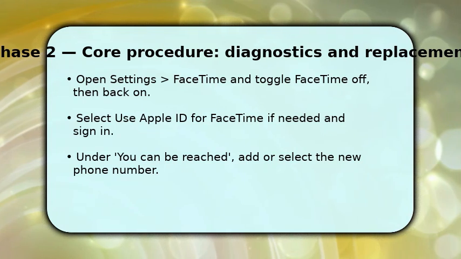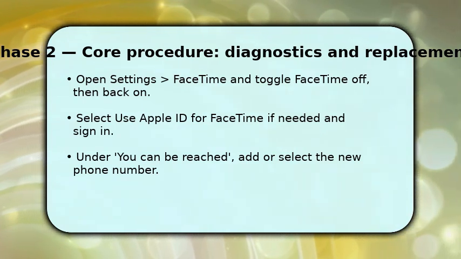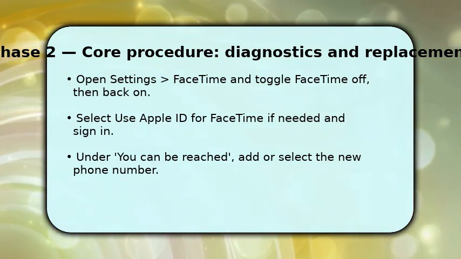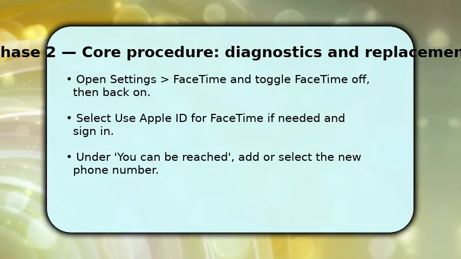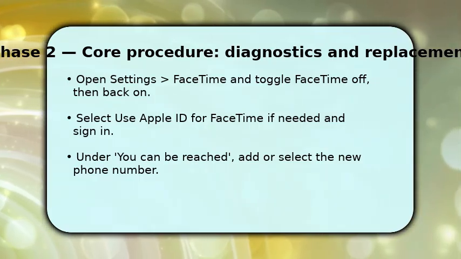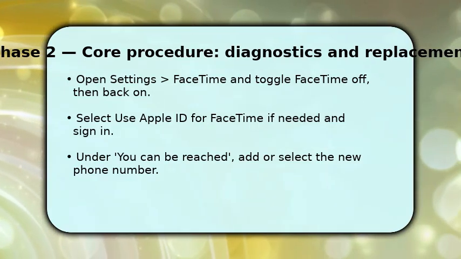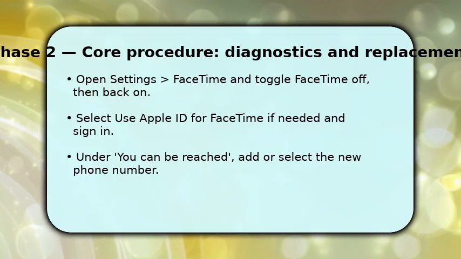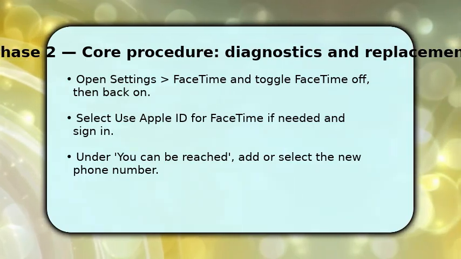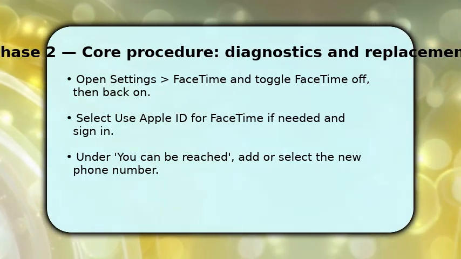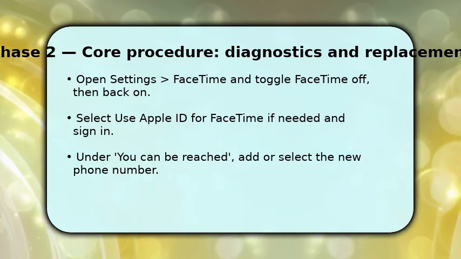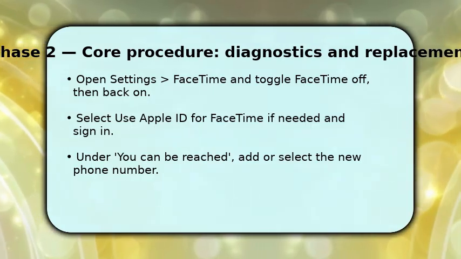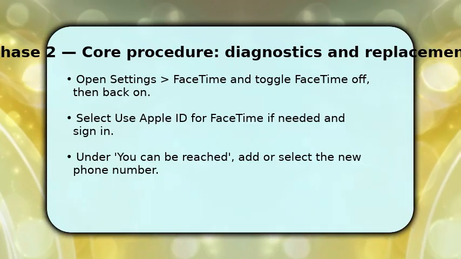Now go to Settings and open FaceTime. Toggle FaceTime off, wait a moment, then toggle it back on to force a refresh. If prompted, choose Use Apple ID for FaceTime and sign in with your Apple ID credentials. This reauthorizes addresses. Under You Can Be Reached, tap to add or select the new phone number and uncheck the old one. Once you save, FaceTime will attempt verification by sending a code to that new number. Keep the phone nearby to accept it.